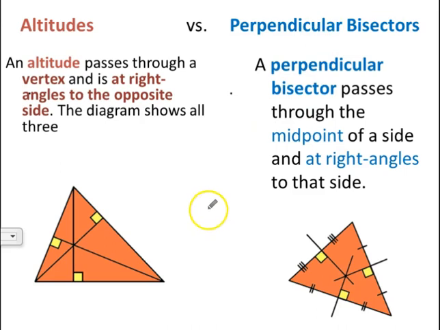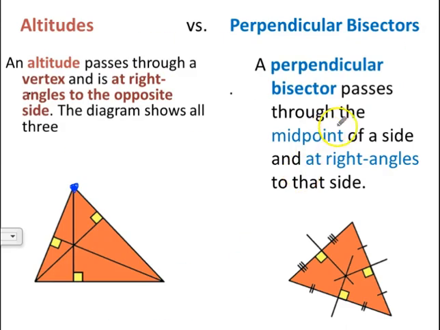All right. So again, let's review. Because altitudes and perpendiculars are very similar, I just wanted to review what an altitude is and what makes it different from a perpendicular bisector. So again, an altitude starts at the vertex and has to intersect at a right angle on the opposite side, where a perpendicular bisector, well, it doesn't have to pass through a vertex. So it's going to intersect at the midpoint and with a right angle. So it does not have to go through a vertex.